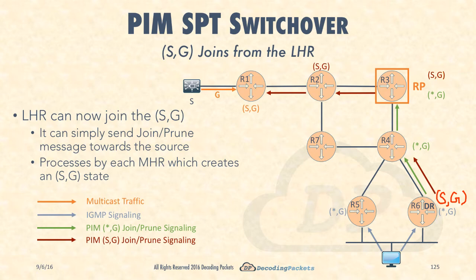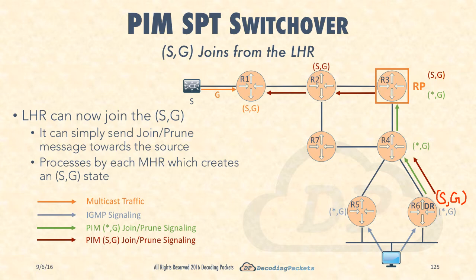R4 happens to be just another router that is processing this S,G join. And remember now, this is not a star,G join. The star,G join, the RPF check on it is based on the RP's IP. The S,G join carries the actual IP of the source. So when R4 processes this particular message, for example, it can choose another different link.